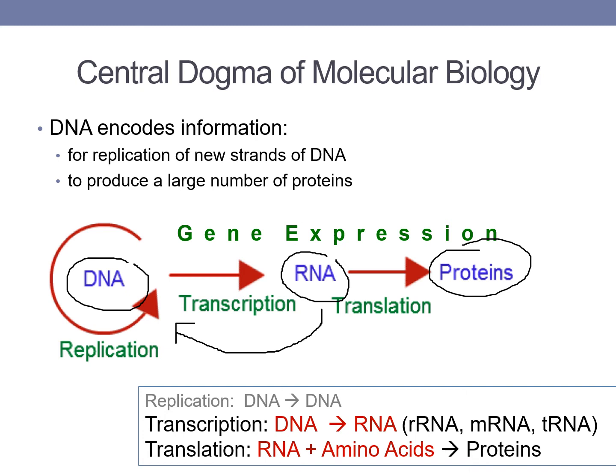So remember that DNA is going to encode all the information needed for those molecular components that we need for replication of new strands of DNA and also to produce a large number of proteins that the cell needs. The process to get from DNA to RNA is called transcription, and the process that we use to take RNA to proteins along with amino acids is called translation, and we'll see how that works.